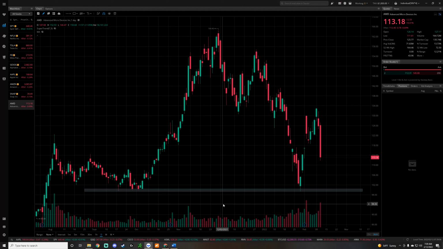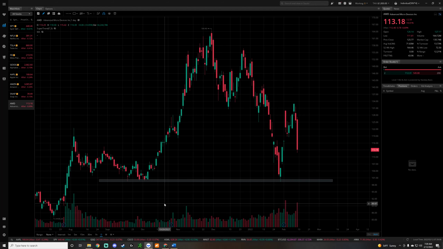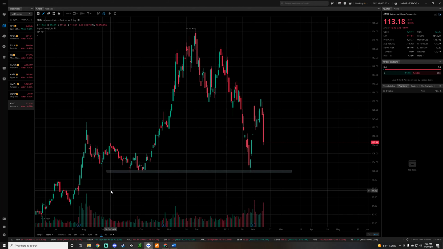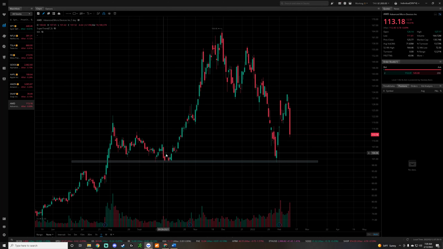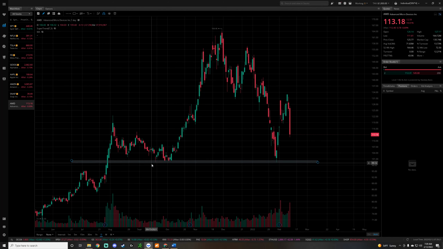When I'm looking at this key level of contention, what I'm looking at is, okay, when the stock comes to this level, it tends to bounce back up. Let me just extend this out so you can see it better. So when the stock comes to this level, it tends to find the support and bounce back up. It did it once, twice, 3 times, 4 times. You could even say 5 times if you count this one, right?